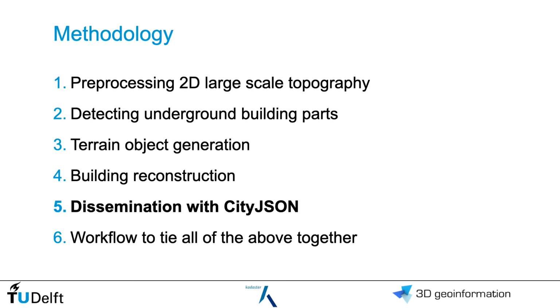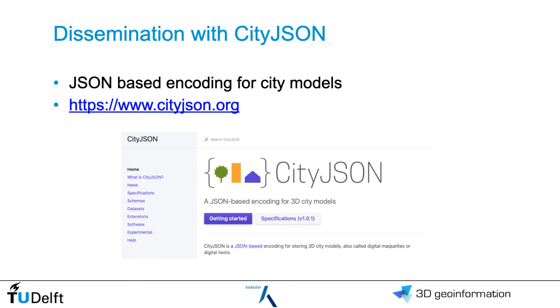For the dissemination of the dataset, we use the CityJSON format. This is an alternate encoding of the CityGML standard. I will not dive into the details now, but you can read more about this standard on the cityjson.org website.